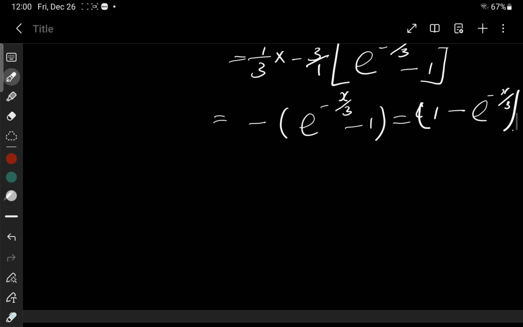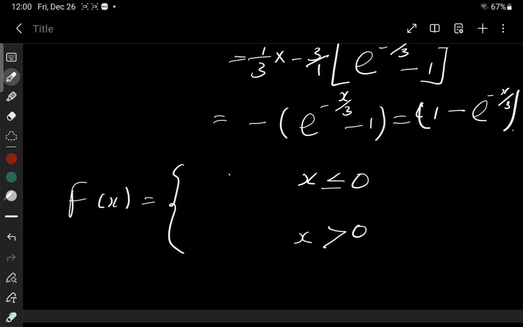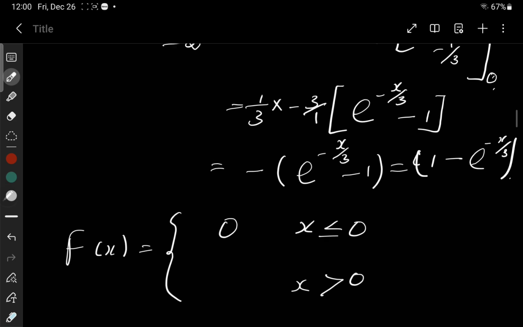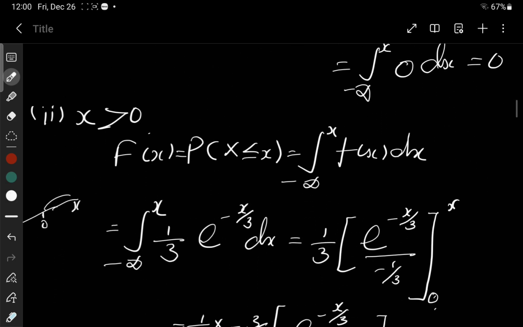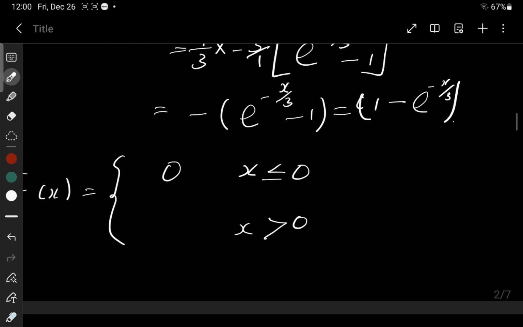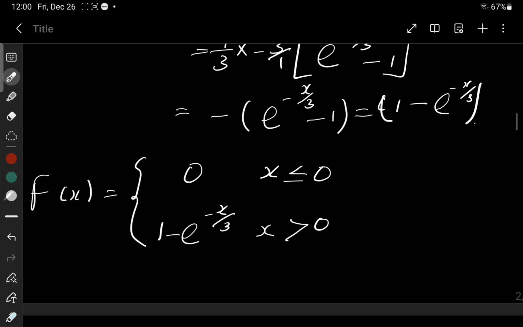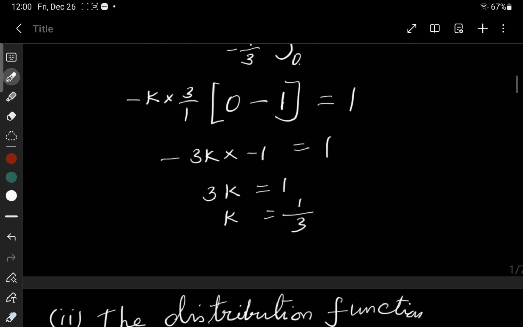Now write the distribution function F of x for x less than 0 and for x greater than 0. For less than 0, in the first case I got the answer as 0. In the second case I got the function as 1 minus e power minus x by 3. So this is our capital F of x. See the next question.